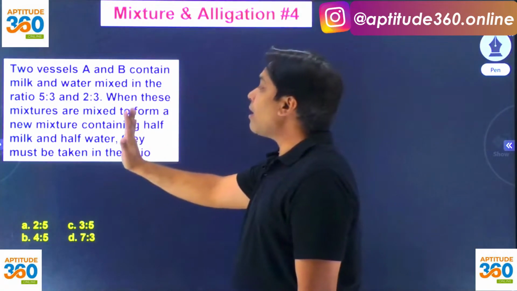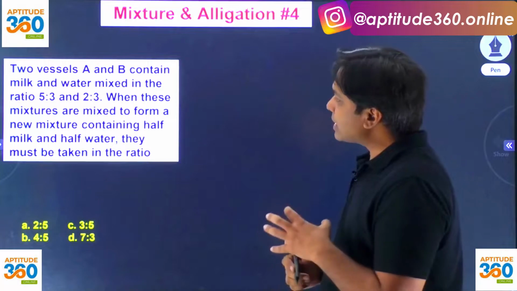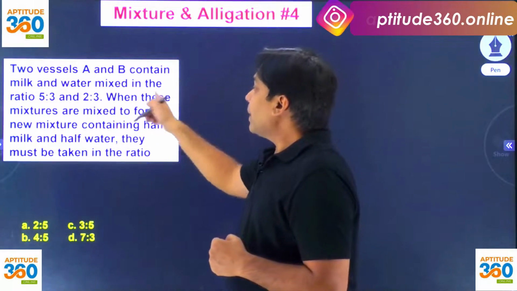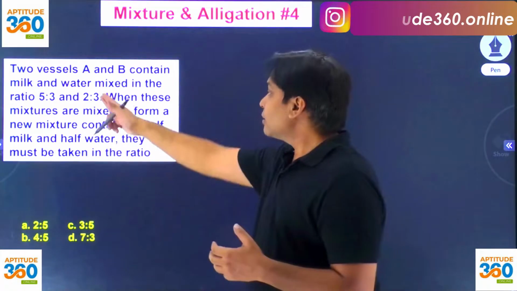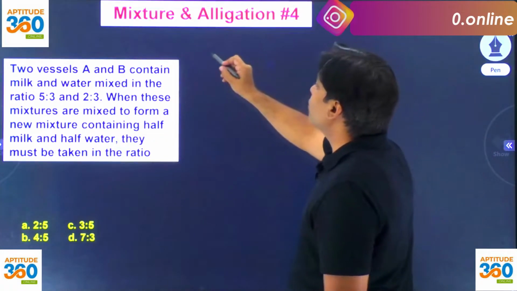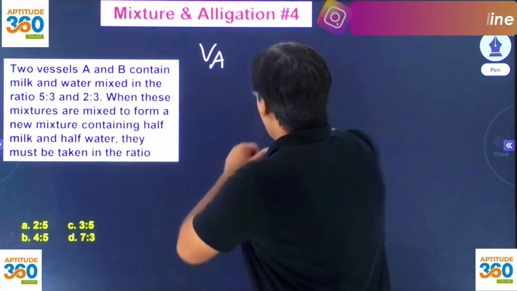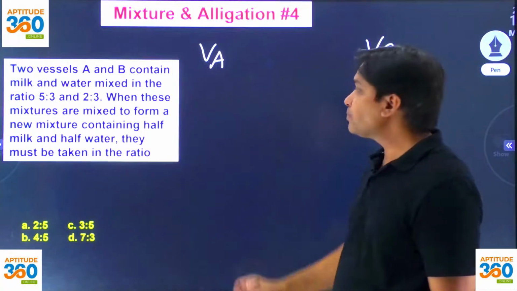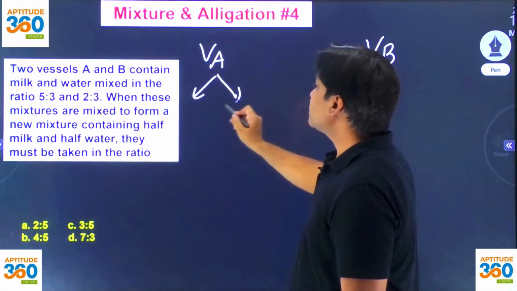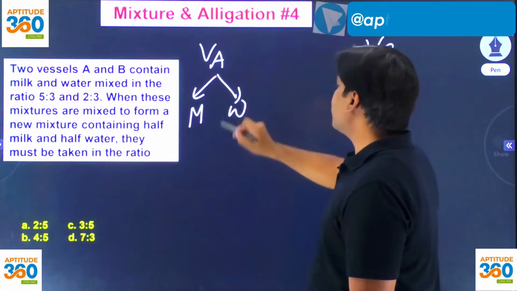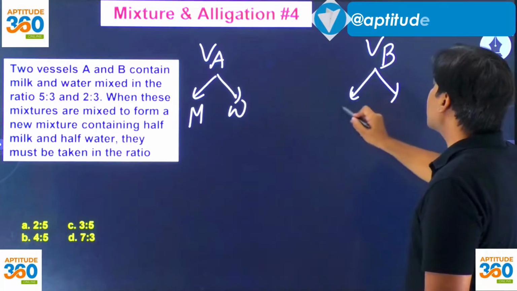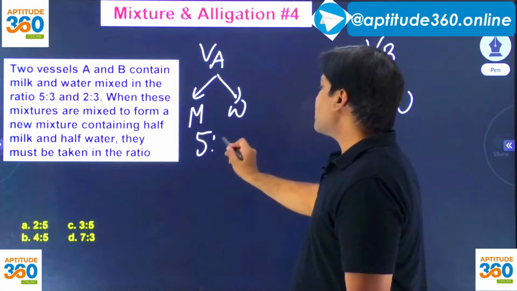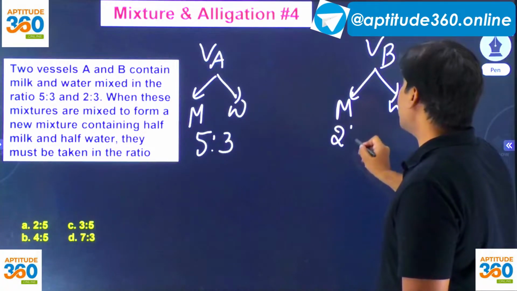This is a very good problem to solve. It says that two vessels A and B contain milk and water mixed in the ratio 5:3 and 2:3. So you have got vessel A, and then you have got vessel B. In vessel A, you have got milk and water. Similarly, in vessel B also you have got milk and water. The ratios are given to you as 5:3 and 2:3.